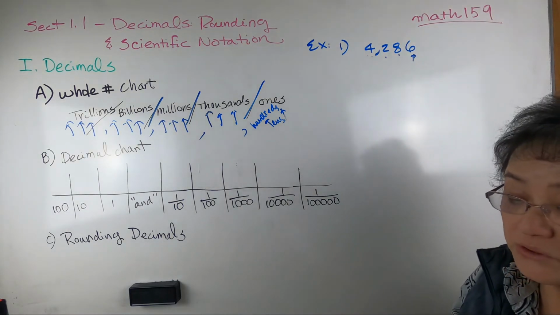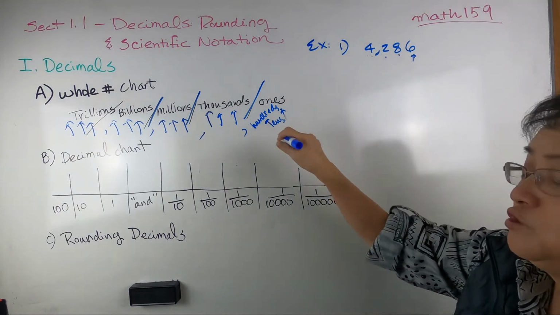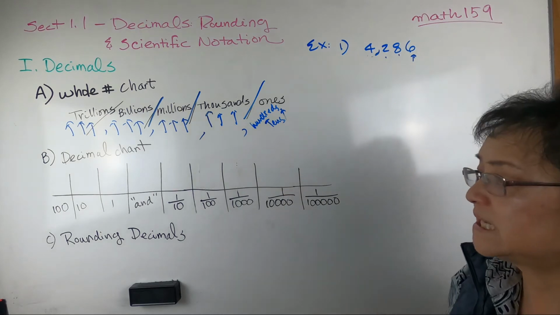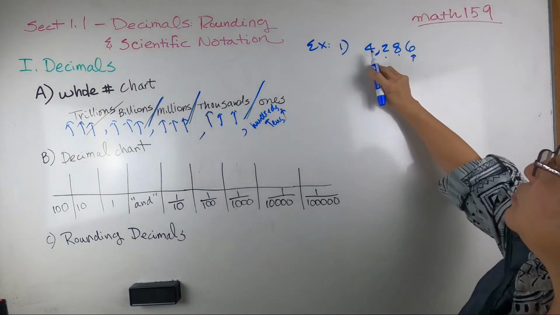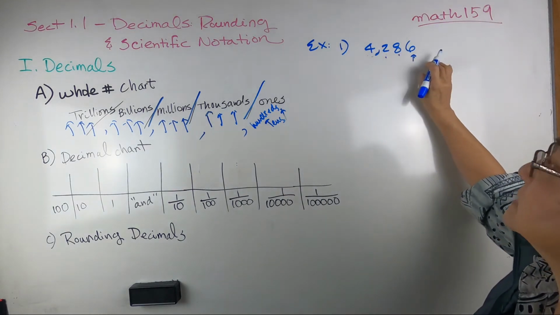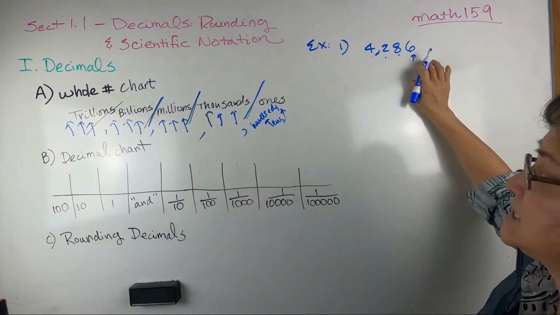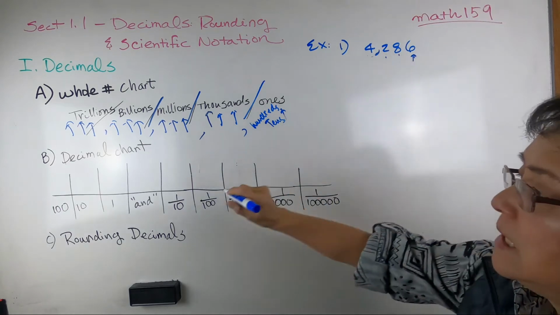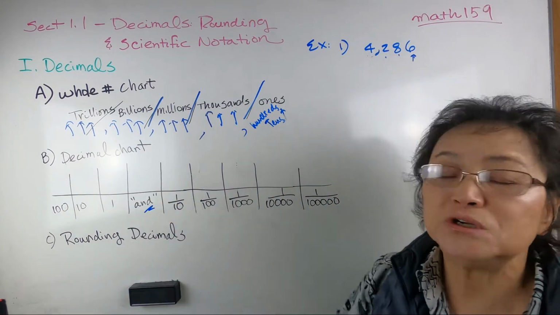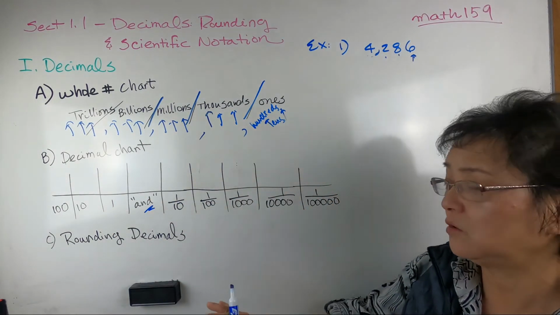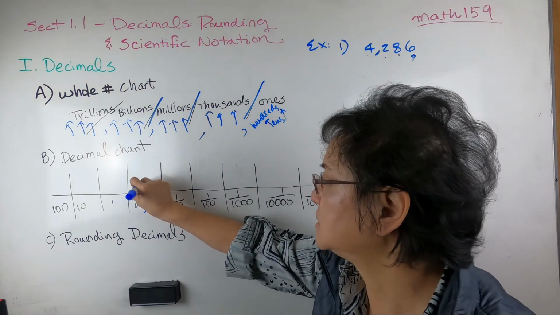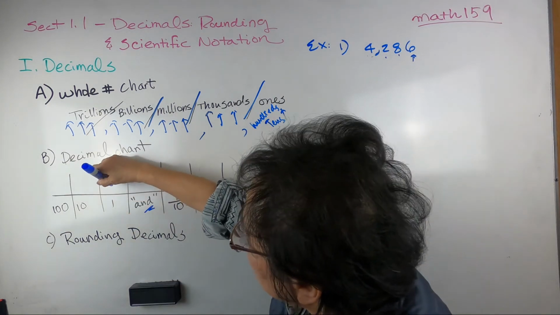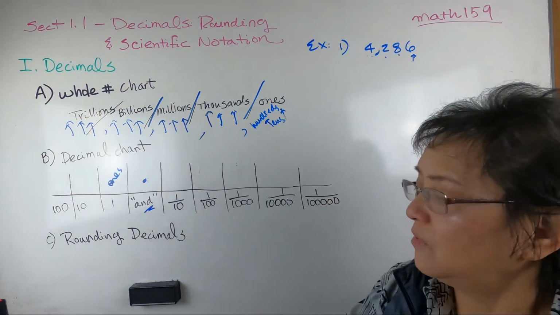So that's the whole number place value chart we use. Then for decimals, like this one, we don't say 4,000 and 286. We just say 4,286. And the word "and" is reserved formally for the decimal point, okay? So that will be your ones, right?